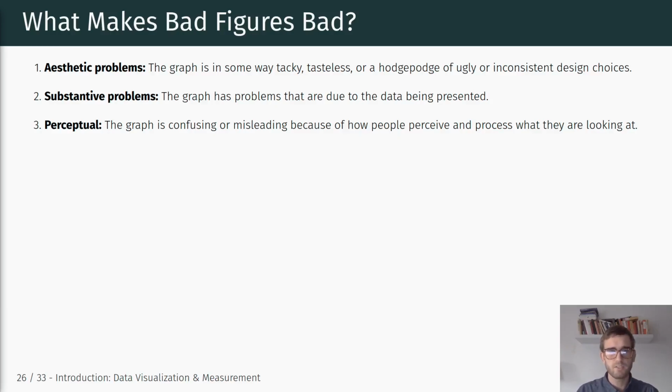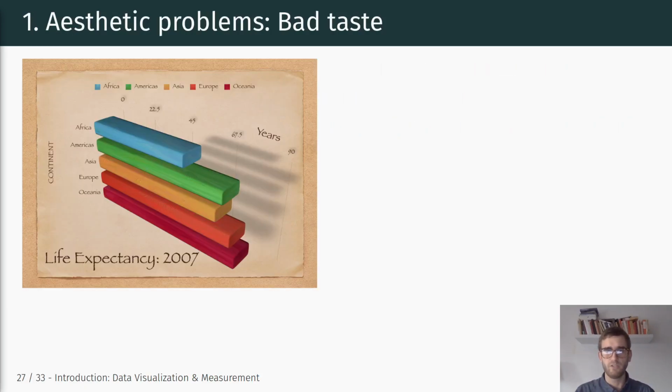Okay, so those are the three broad categories of problems that we have with visualizations and with graphics, and we're going to look at specific examples for each of those in turn. Okay. So first, aesthetic problems or bad taste, right? And so one of the examples that is included in the data visualization book is this one in particular, which is a horrible example for a data visualization. And there are a couple of reasons why this is really problematic, right?